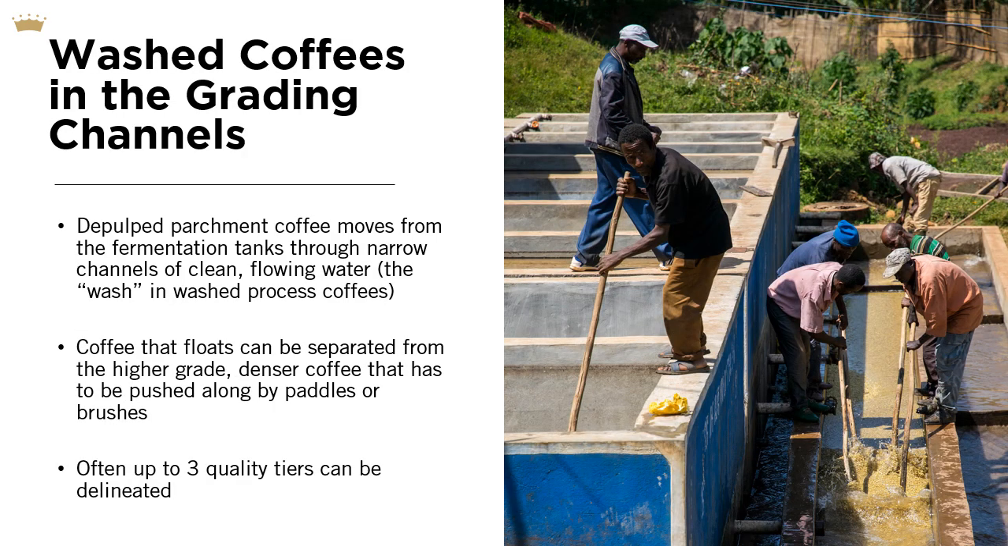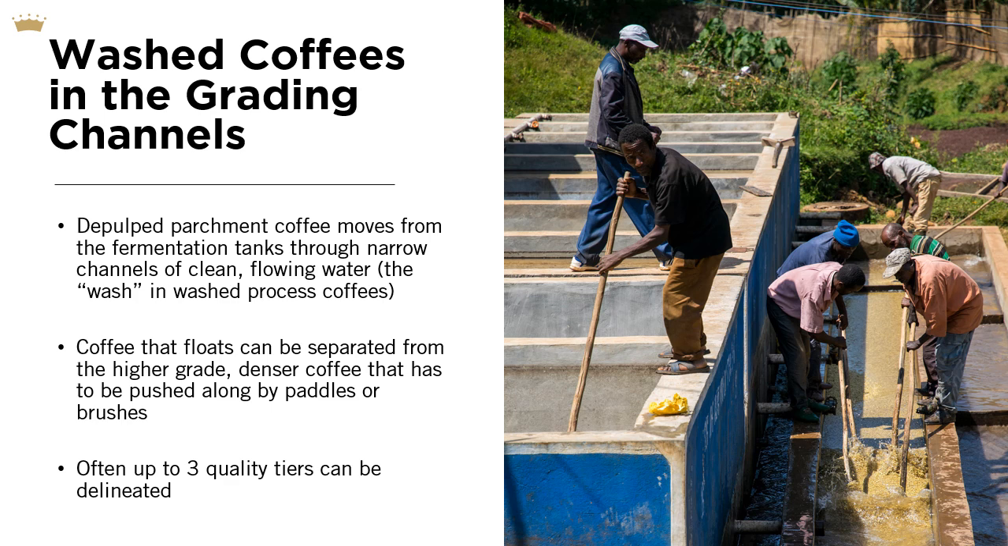Basically, all fully washed coffees will undergo density sorting immediately after fermentation. Depulped coffee parchment is moved through narrow channels of clean flowing water, which is the actual wash in washed processed coffee. Anything that floats, usually the hollow seed, can be separated from the higher grade parchment that sinks. In many cases, up to 3 quality tiers can be delineated by this process, and the slowest, heaviest, densest coffees tend to taste the best and sell for the highest price.